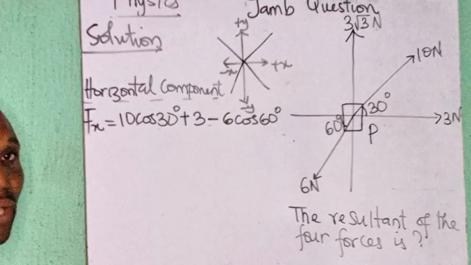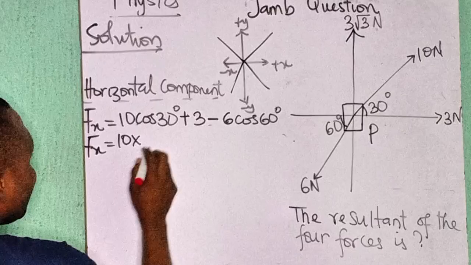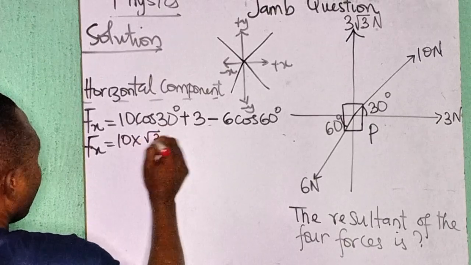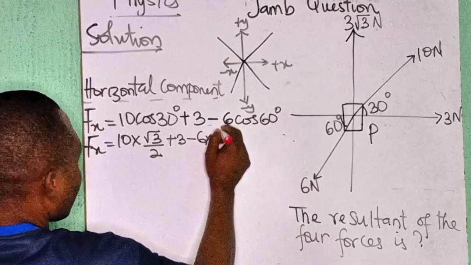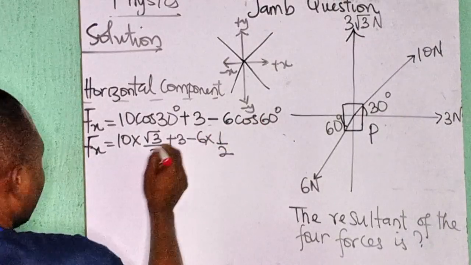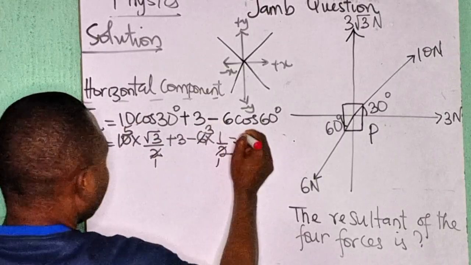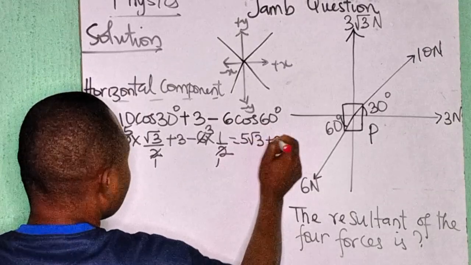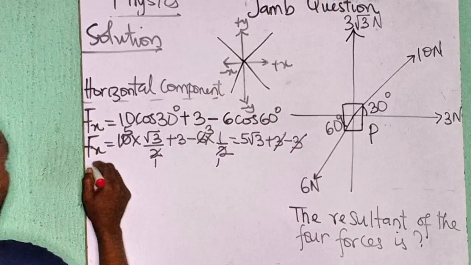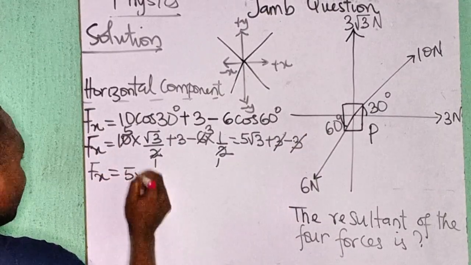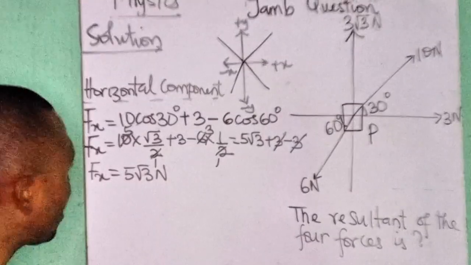So Fx equals 10 times cos 30, which is √3 over 2, plus 3, minus 6 times cos 60, which is 1 over 2. Two into 10 is 5, and two into 6 is 3. So I'm having 5√3 plus 3 minus 3. The 3 cancels the 3, and my Fx is 5√3 Newton. Is that clear? Good.